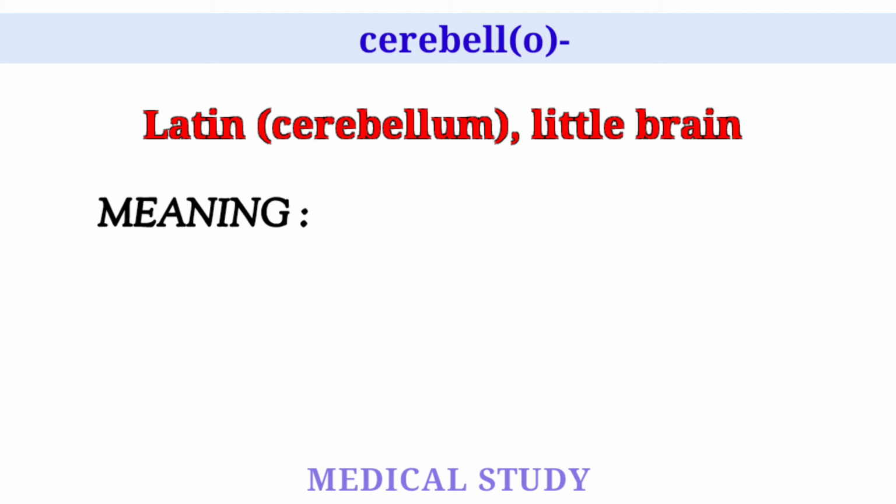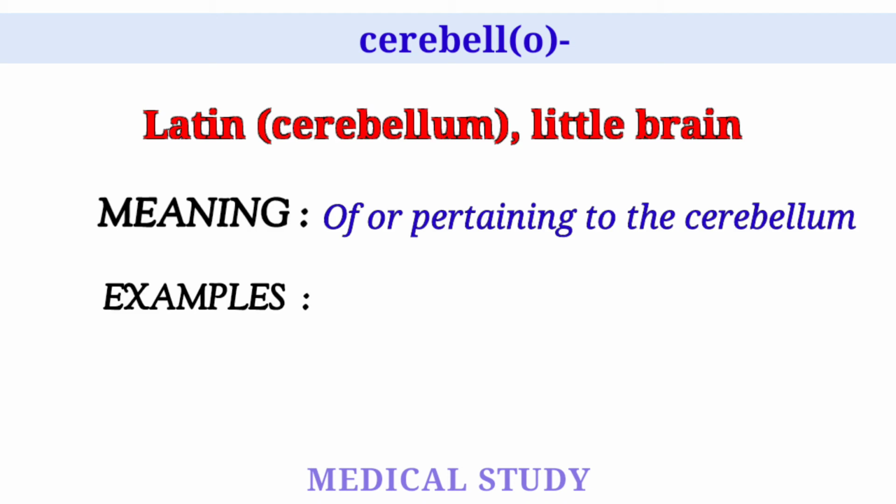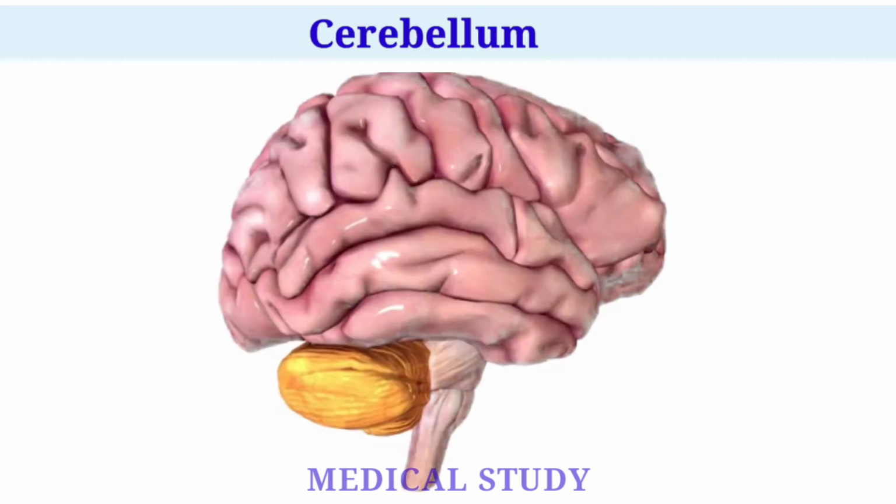Cerebellum, which originated from the Latin word, means of or pertaining to the cerebellum. Example, cerebellum. The cerebellum is the part of the brain at the back of the skull in vertebrates which coordinates and regulates muscular activities.